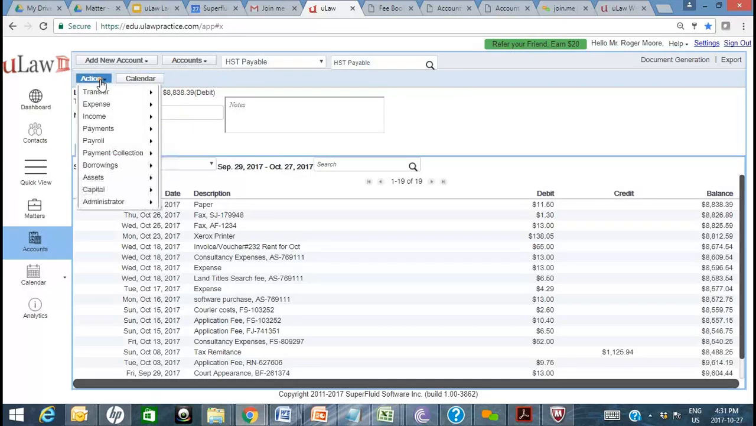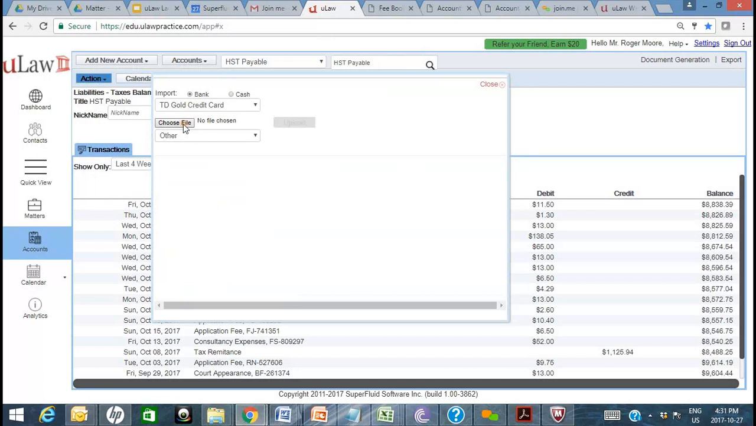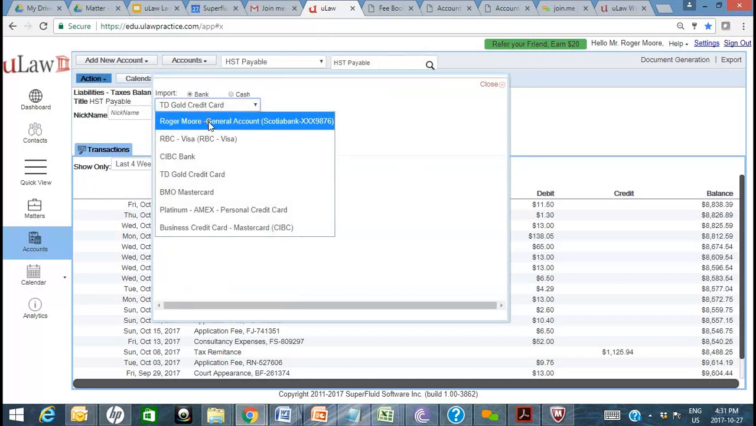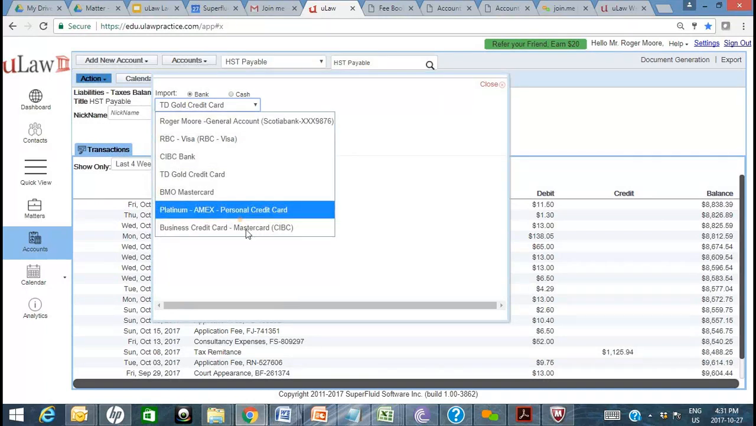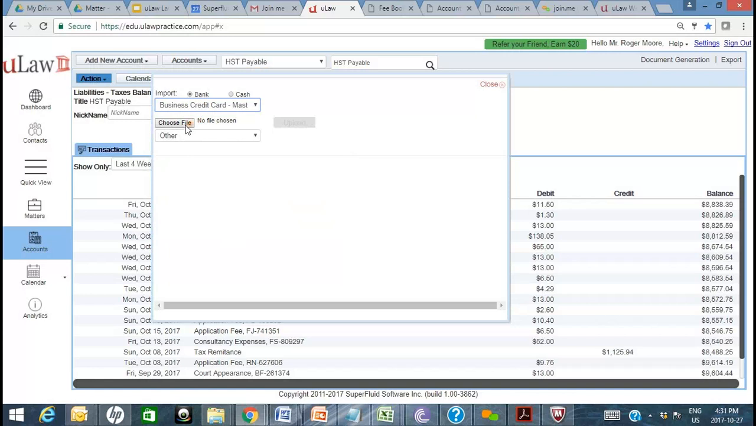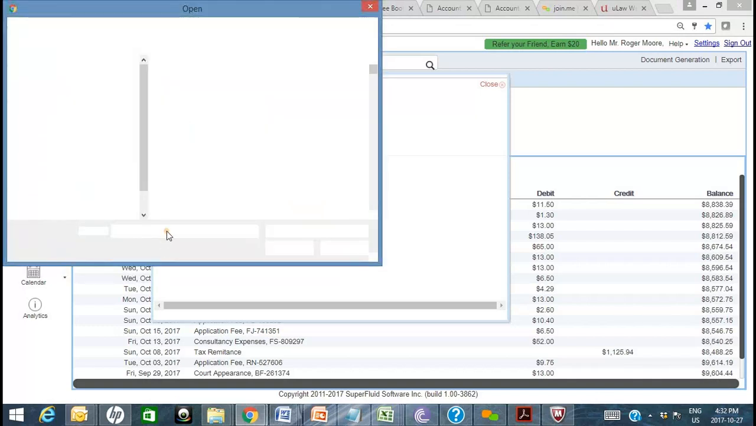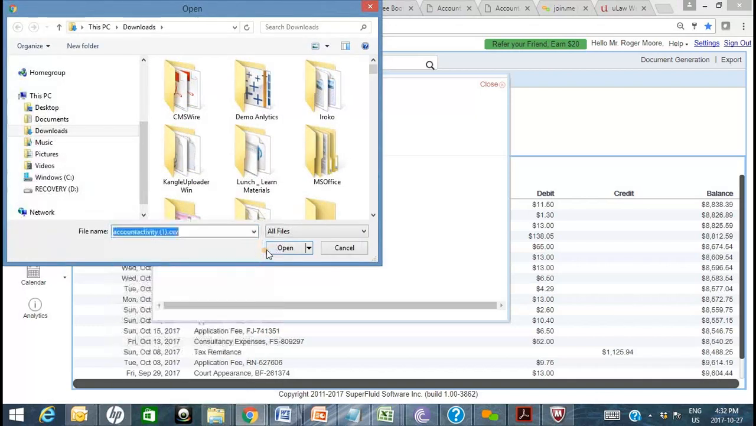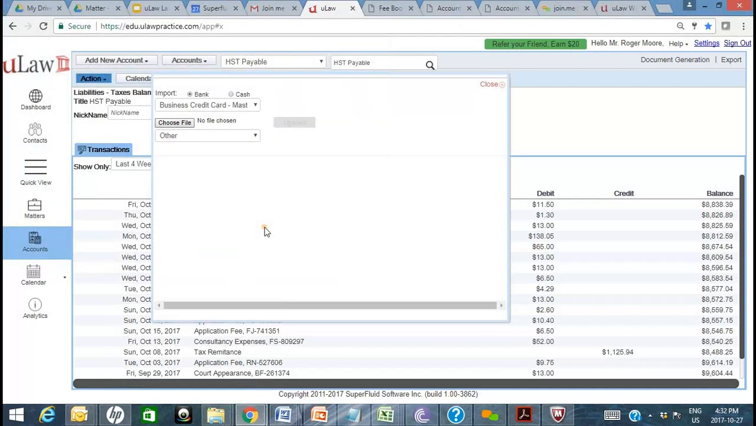So if I were to quickly show that before I wrap this up, under our administrator action, import bank statement, you can tell us which bank account you're looking to reconcile. If this is really your business credit card, now you're downloading the business credit card, CIBC MasterCard's monthly statement. You can download it as a CSV file, and then upload it into uLaw.